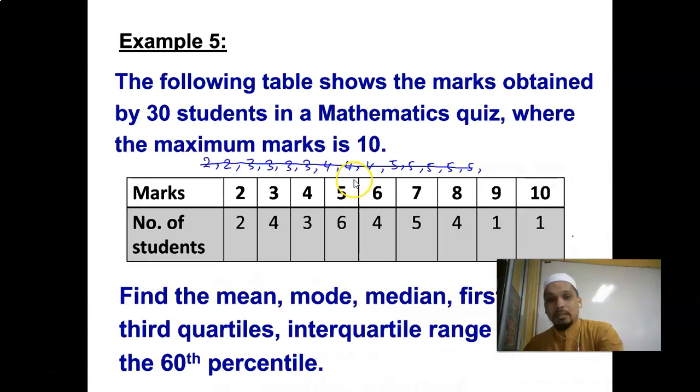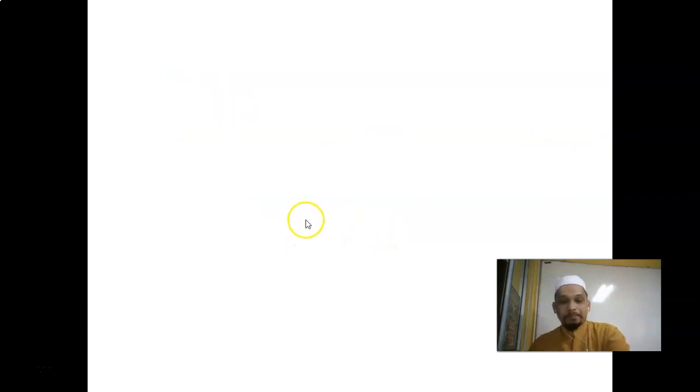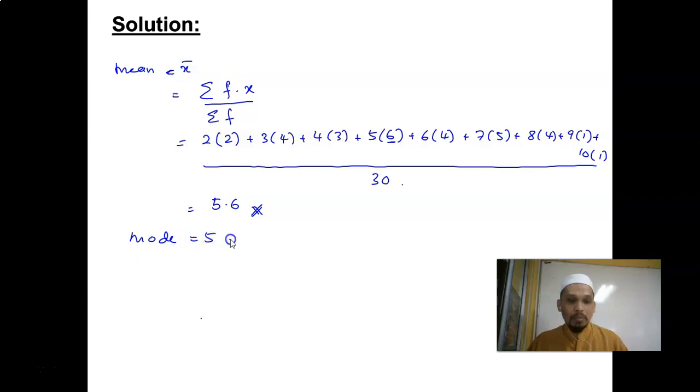So the mark that appears most means the number of students getting that mark is the most, which is 5. 5 appears 6 times, and the rest are less than 6. So the mode is equal to 5.